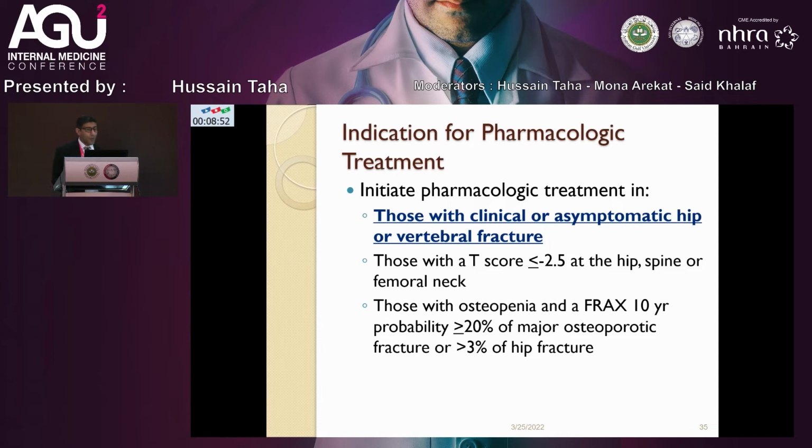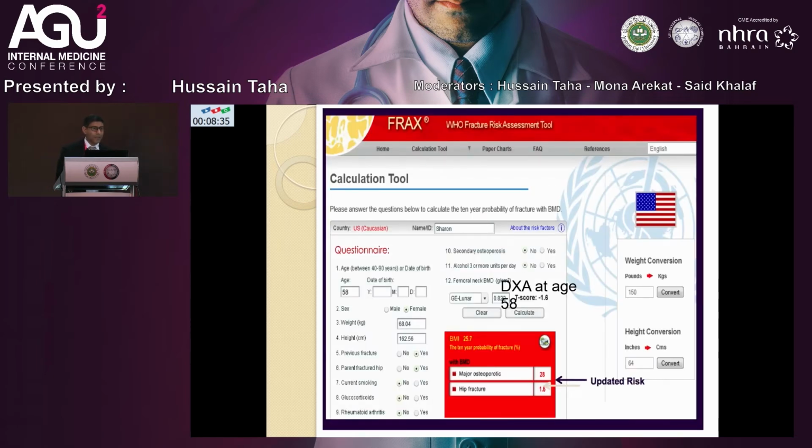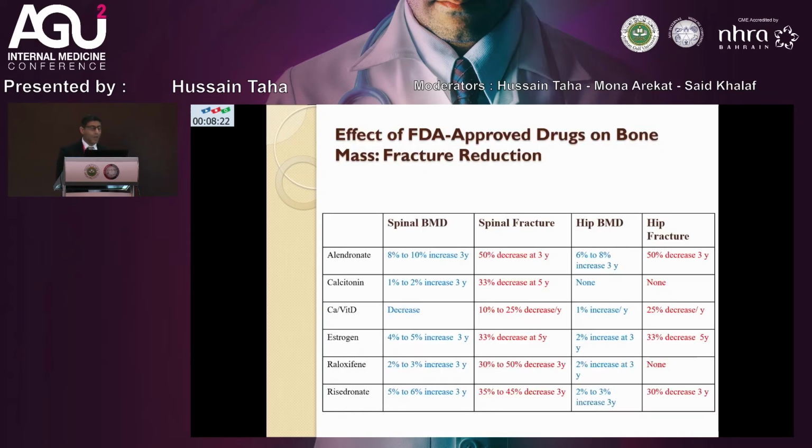What's the indication for pharmacological treatment for osteoporosis? If the T-score is less than minus 2.5, or those with osteopenia with a FRAX score of more than 20% for major osteoporotic fracture after 10 years, or a hip fracture risk of more than 3%. This is the FRAX scale. You put in the data, and when you get a major osteoporotic fracture score of more than 20%, those patients need pharmacological treatment for osteoporosis.